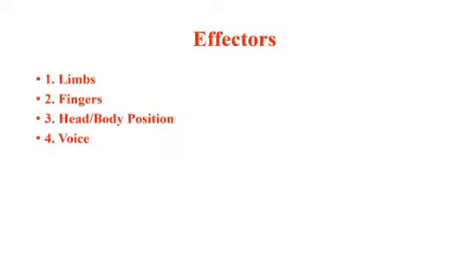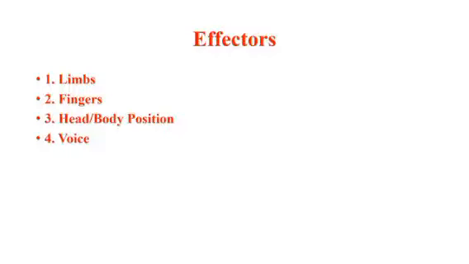Next, effectors. There are four types of effectors: limbs, fingers, head or body position, and the fourth one is voice. Let us see them one by one. The first effector is limbs. If you want to interact with the system, limbs are always used. When the user or person is interacting with the system, at that time he is using the limbs.